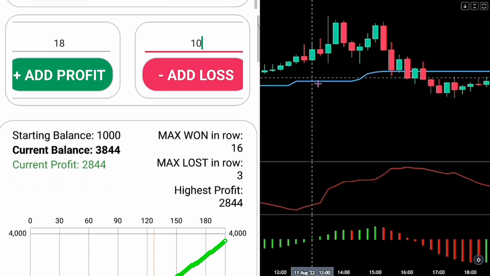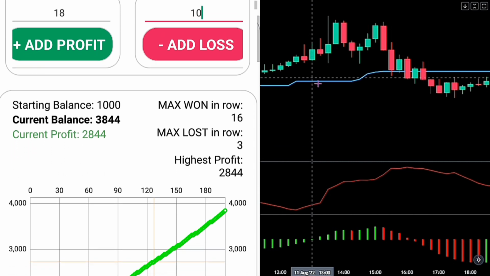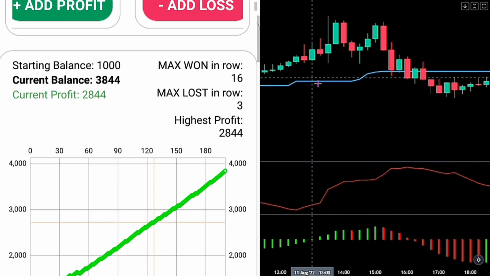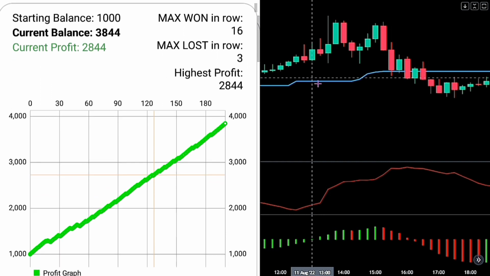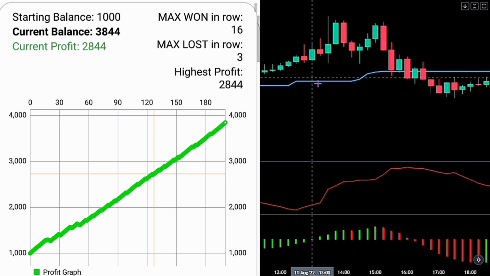Although commissions and spread fees would eat up some of the profit in real trading, because it was not included in the back test. So you definitely want to expect that number to be lower when trading live. The profit factor for this strategy is looking good, I guess. And we had 16 wins in a row against 3 losses in a row. So yeah, I'm definitely happy with these results.